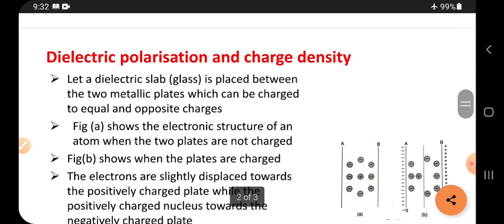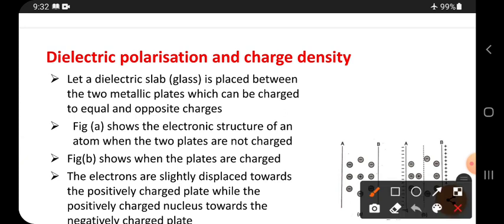So today's topic is dielectric polarization and charge density. Right? So first, what is a dielectric? A dielectric is a bad conductor or insulator. It is an insulator. So why is it an insulator?